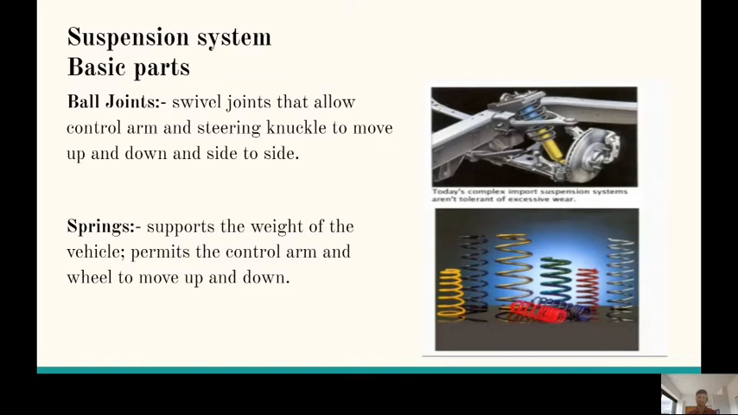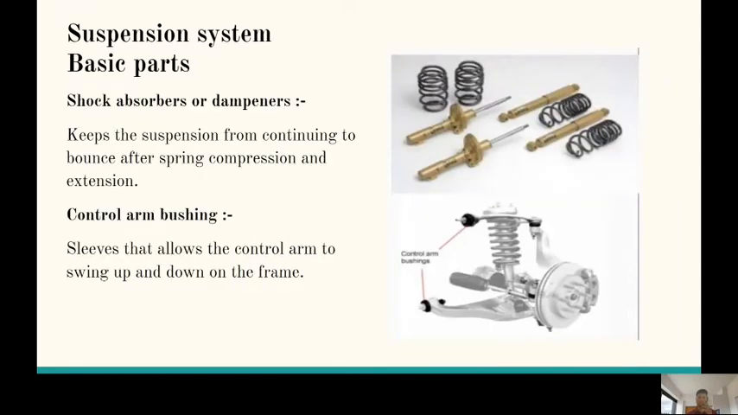And there are springs which support the weight of the vehicle and permit the control arm and vehicle to move up and down. Then there are shock absorbers, also known as dampers, which keep the suspension from continuing to bounce after spring compression and extension. And there are control arm sleeves that allow the control arm to swing up and down on the frame.